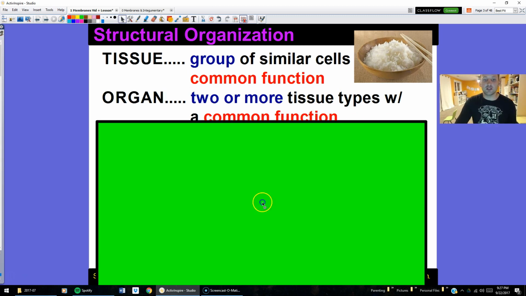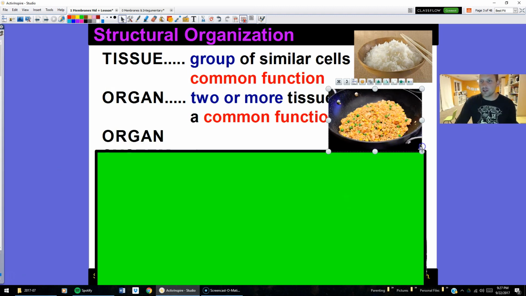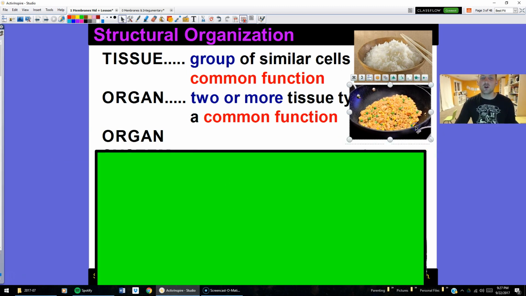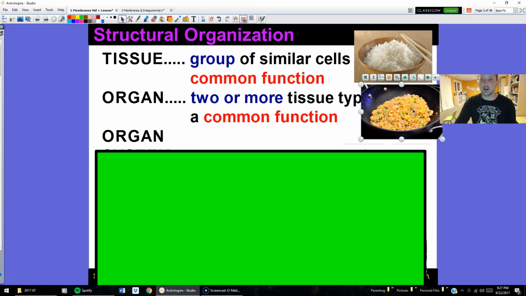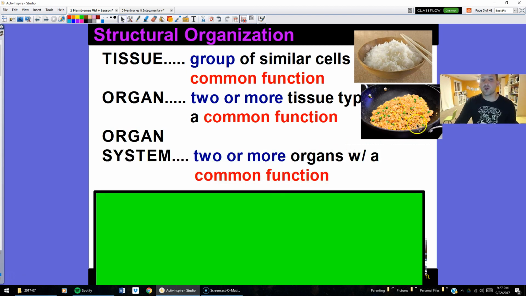So let's say you join a bunch of different things based on rice. As an example, this would be like chef's rice baked in teriyaki sauce. The whole meal is still based on rice, but there are now other tissue types, like the peas and the carrots and the sauce, so not just rice, that are working together for a common function. That is called an organ. And then the organ system is when you have 2 or more organs working together for a common function.